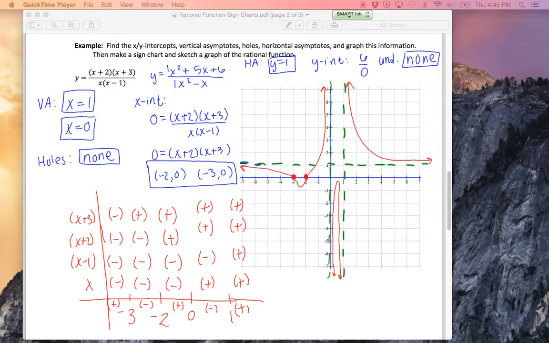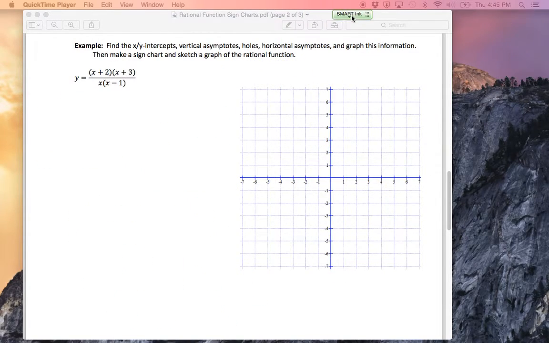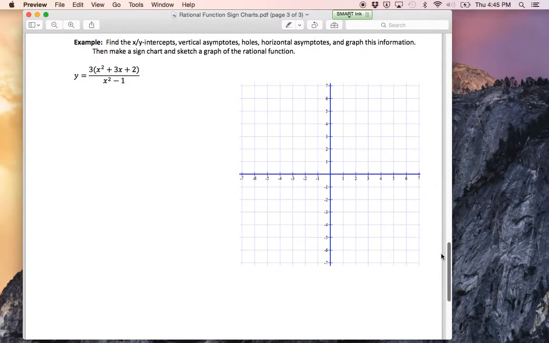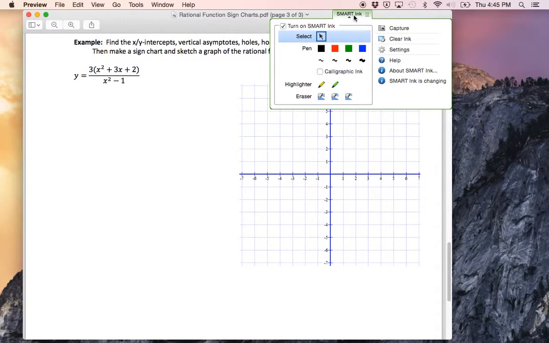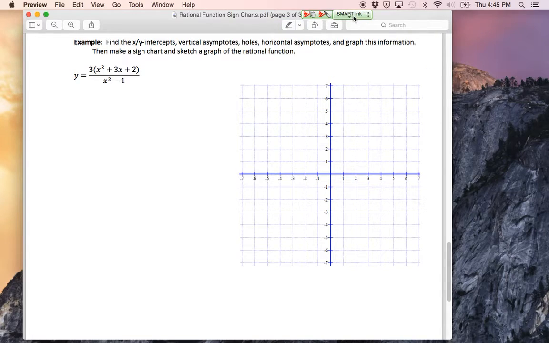Okay? Moving on. So last example here. It's the same concept. I'm going to factor the numerator. So we get 3 times (x + 2)(x + 1) over (x + 1)(x - 1). So I have to find all of my pieces. This part here, if I multiply it in, is 3x² + 9x + 6.